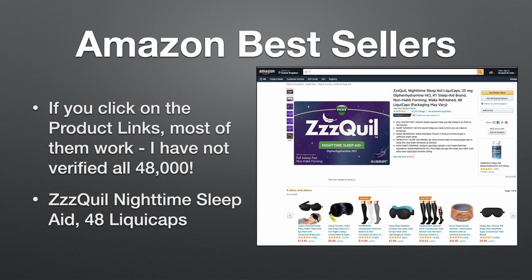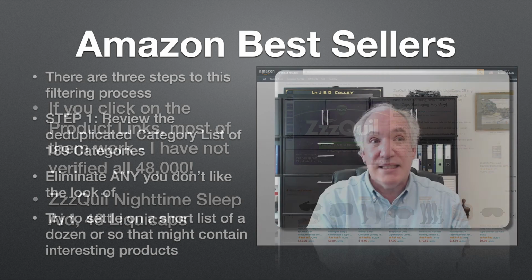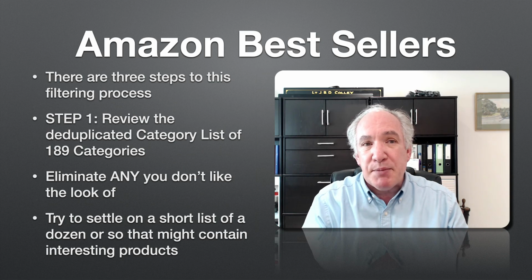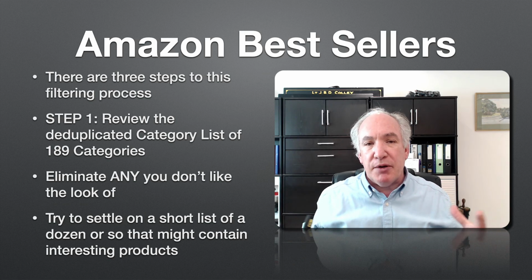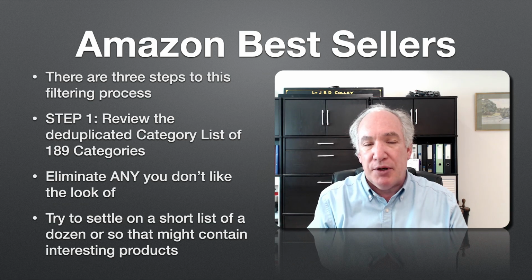If you click on the product links, you'll find most of them work. But I have to admit, I haven't gone through all 48,000 to check this. Here's one product, and you'll find it's still there. Now, what's interesting, of course, is if a product was a bestseller in 2017 or even 2014 and it's still a bestseller today, it's probably a good product to sell. Now, there are 3 steps I want to take you through in this filtering process because 48,000 is a ridiculously large number to try to work through in anybody's book.